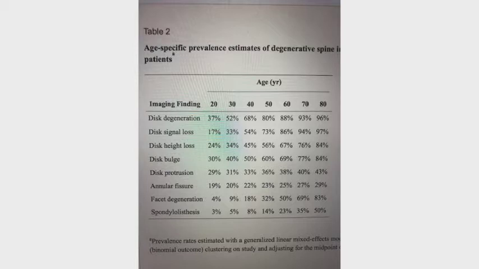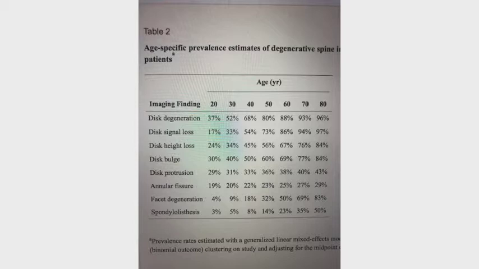Okay? This is a lovely study that was done recently. It's a meta-analysis in 2015, American Journal of Neuroradiology. They took 379 different studies that addressed this subject. They weaned it down to 33 studies that they thought met their strict criteria. There were over 3,000 patients, and this is what they found. Look at this. 30-year-olds, over 50% with disc degeneration.